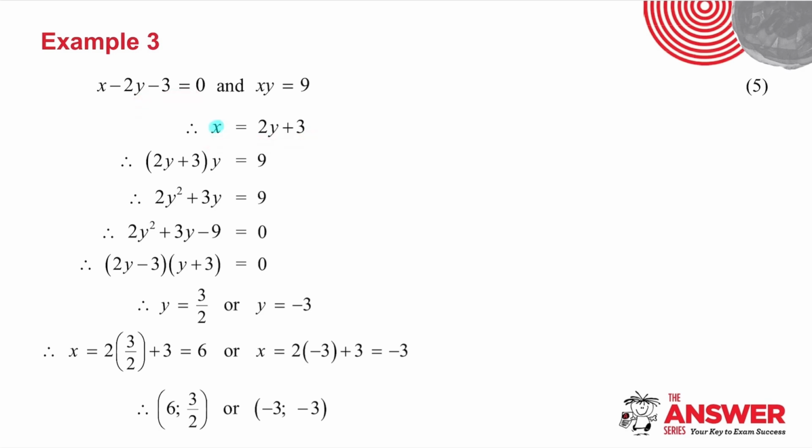Now, that x is the same as this x, so in place of x, I'm going to put 2y plus 3. Multiply the brackets, set up the quadratic. Remember, the quadratic is in y, so when I factorize, make sure those are y's, and you solve for y. Substitute back into this equation here, and you get your corresponding values of x. So x is 6, y is 3 over 2, or x is minus 3, and y is minus 3.